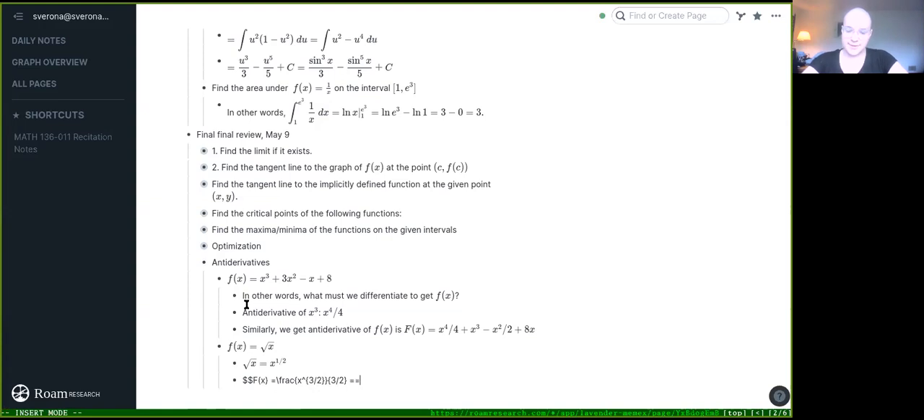So this is a perfectly acceptable form right here, or you could say 2/3 x to the 3/2. Let me cram a display style in there so it renders right.